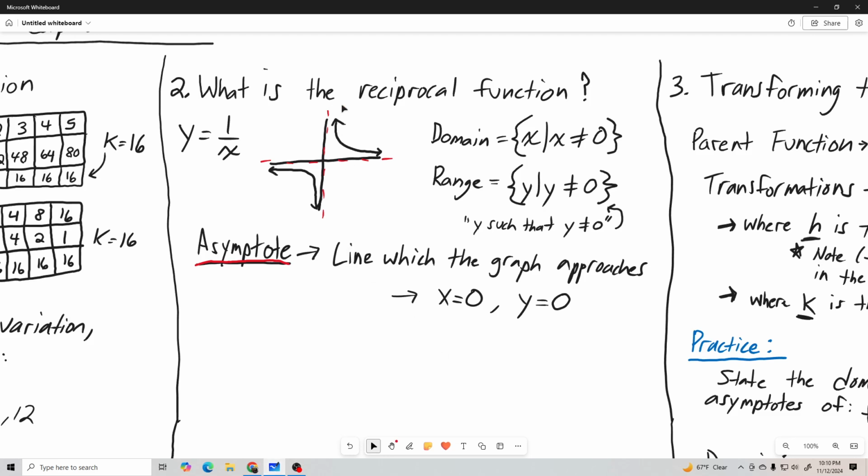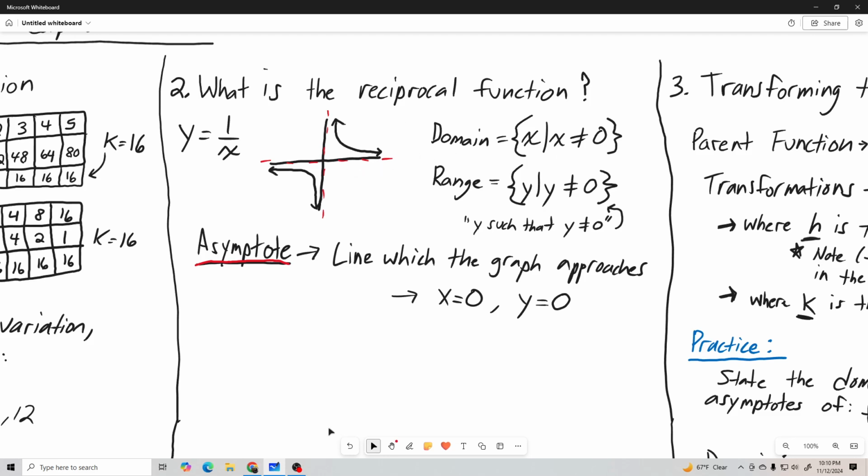Okay, well, what is the reciprocal function? Well, the function is just y equals 1 over x. Now, 1 can be any number. This is actually our k over x, right? But in this case, we're just going to use 1 because this is the parent function of this, right? Y equals 1 over x is the parent function. So let's talk about a few concepts.